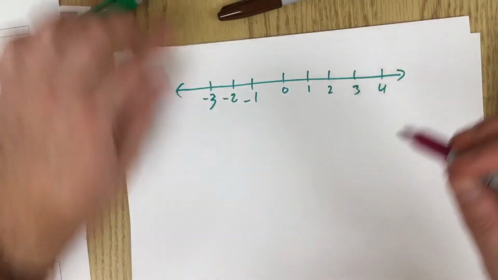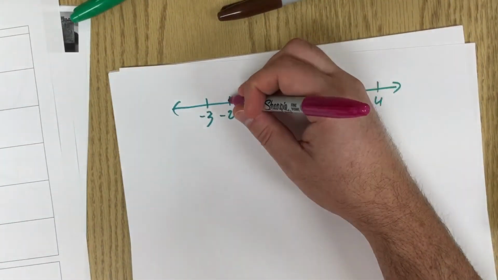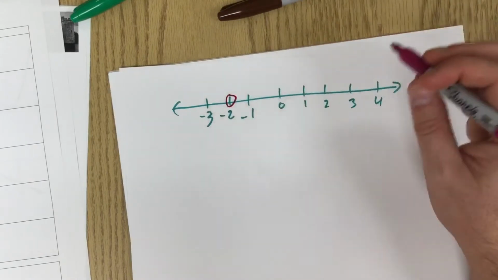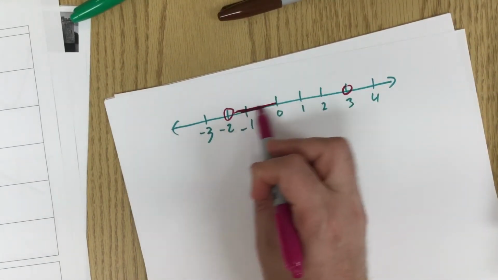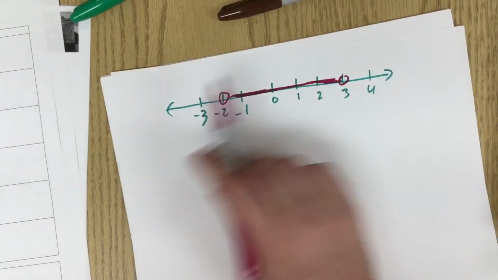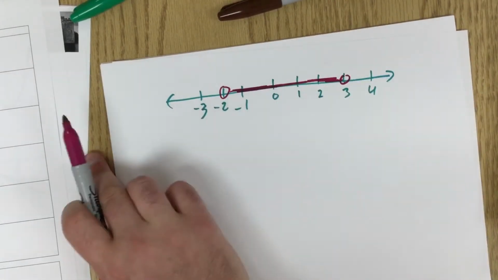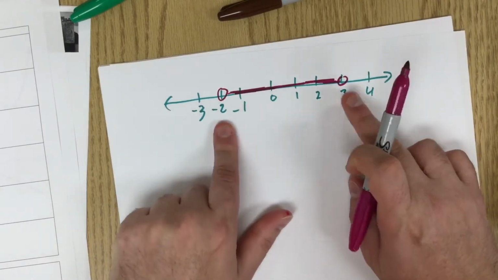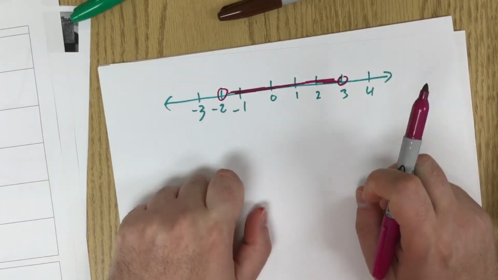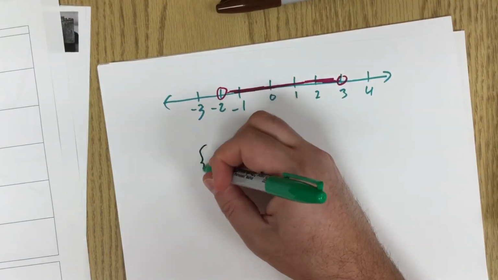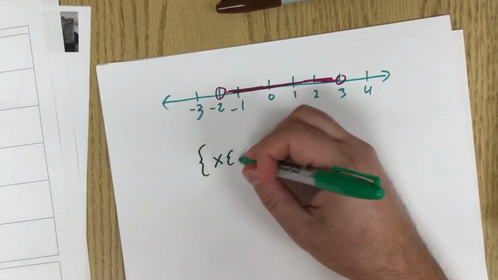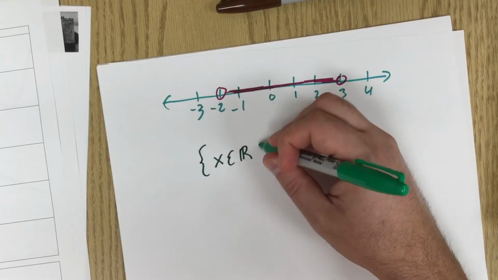Okay. Now let's say we were going between -2 and 3, we'll say. So now we're not going to one of the infinities here. We're not going to positive infinity, we're not going to negative infinity, but we are doing all the numbers between there and there. So we start off the same way as always. So x is an element of real numbers.